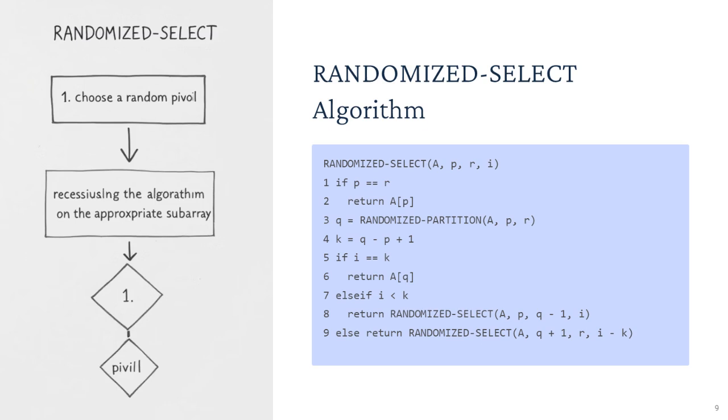If the pivot's rank matches the desired order statistic, the pivot is returned. Otherwise, the algorithm recursively processes either the lower or upper partition, depending on whether the desired order statistic is smaller or larger than the pivot's rank. This approach ensures efficient identification of the ith smallest element while avoiding unnecessary operations.